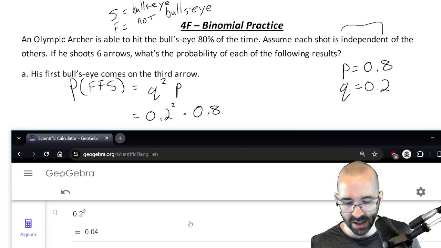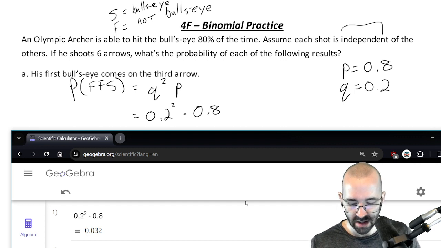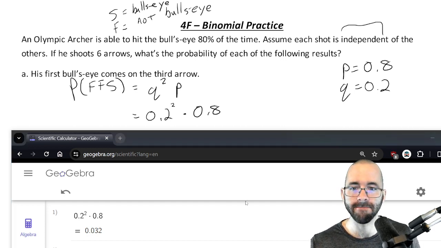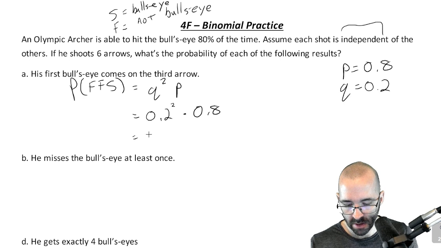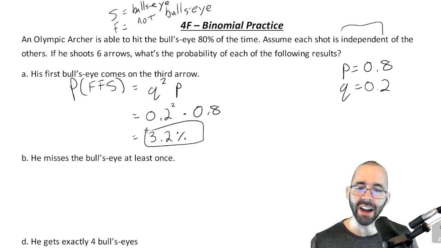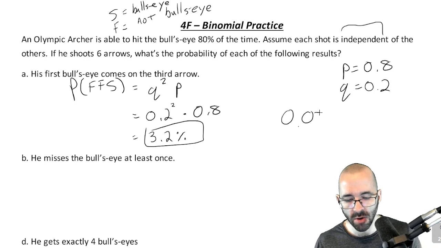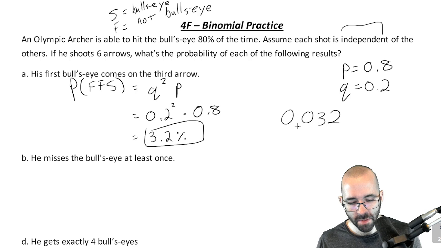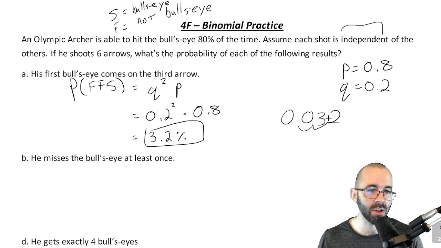Dang it. I always keep messing up how I type this in. 3.2% chance. Remember, we can convert that decimal to a percent just by moving the decimal place over twice. This is the decimal, move the place over twice, and you get your percent.